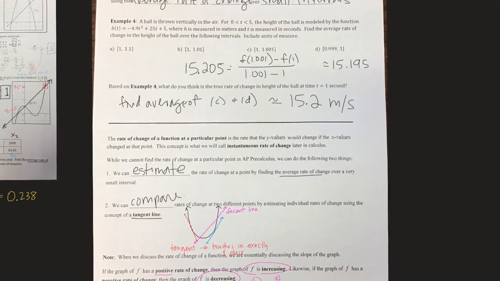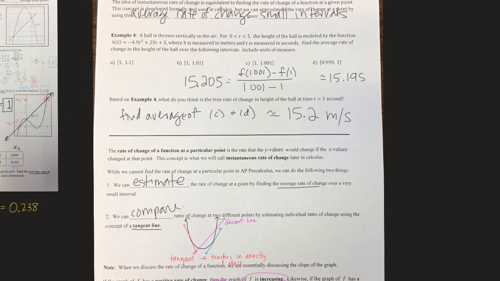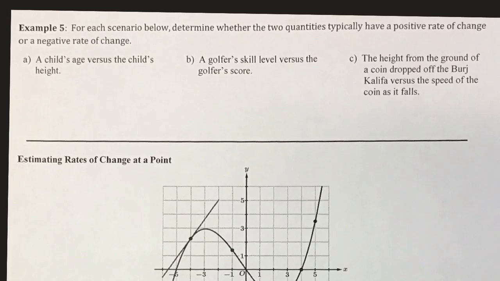Okay, so we can estimate the instantaneous rate of change by taking very small intervals, a little bit to the left and then a little bit to the right. We're given some examples here of whether these are positive rates of change or negative rates of change. A child's age versus the child's height: is that a positive or a negative rate of change?